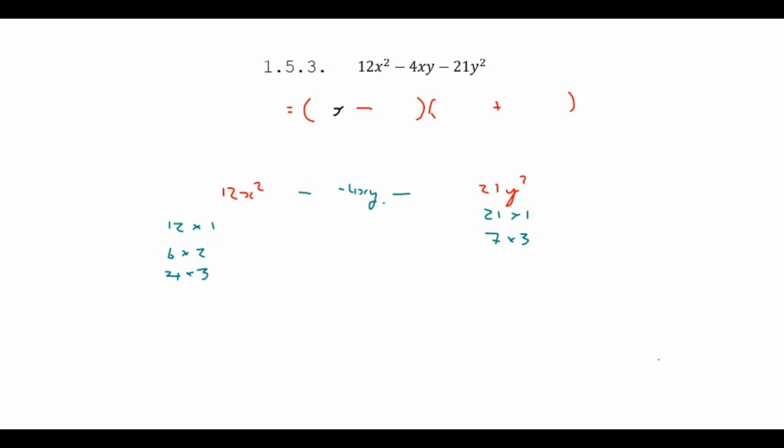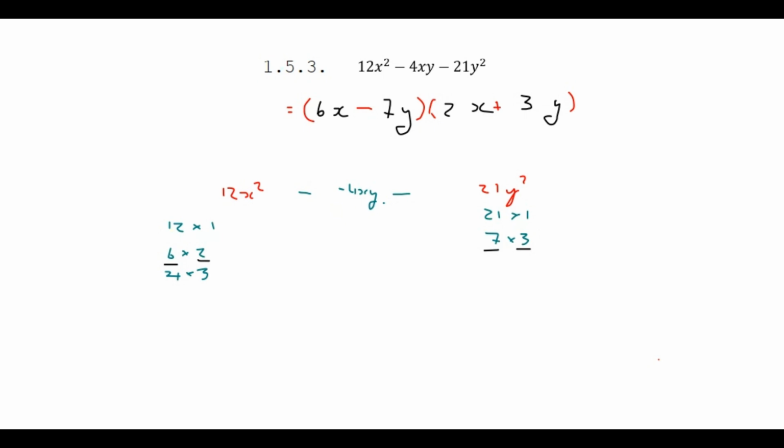This is something x, this is something x, this is something y, this is something y. So let's try. I want 6 times 3, right? So 6x times 3y. And now I want 2, so 2x times 7y. That's the theory. Let's test it out.